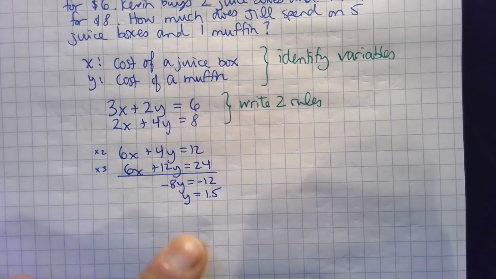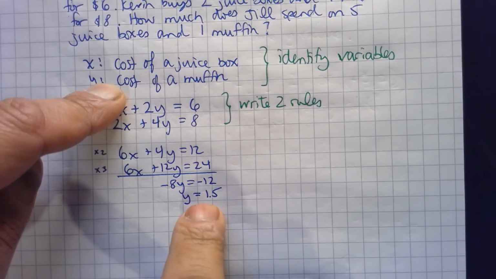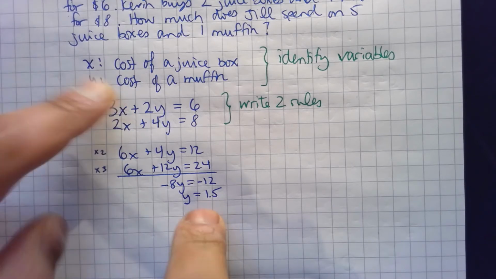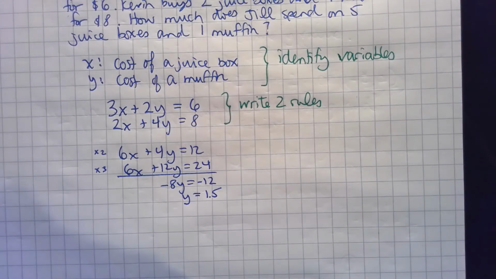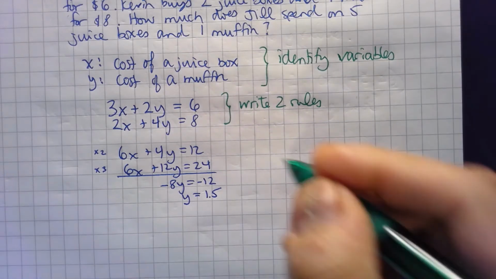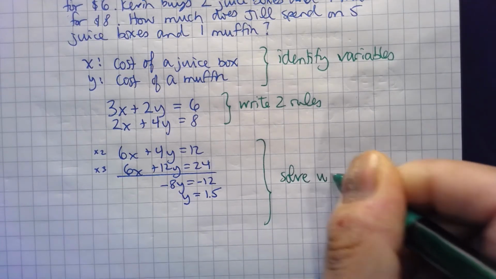Well, that should make sense, because what does y represent? The cost of a muffin. Does it make sense that a muffin could cost $1.50? Actually, yeah, it does. Those big Costco muffins, yeah, absolutely could cost $1.50. So there's my solution for the y. So what am I doing here in all of this? I solve using any method.